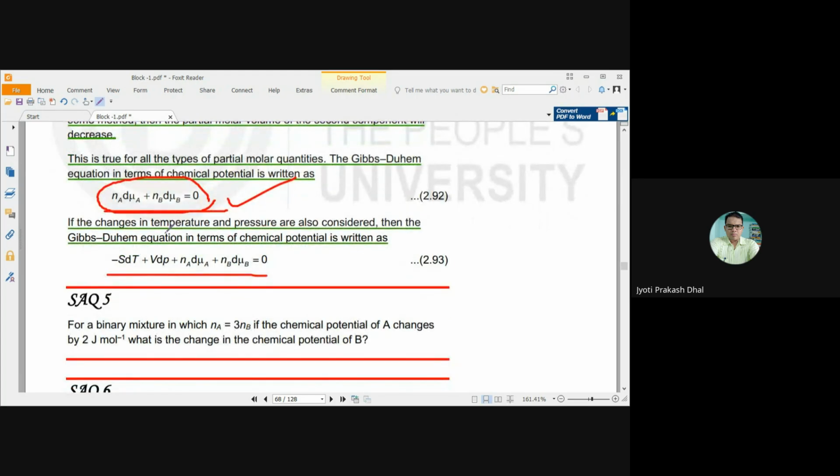Till now we have taken the expression at constant temperature and constant pressure. But if changes in temperature and pressure are also considered, then the Gibbs-Duhem equation in terms of chemical potential includes minus SdT plus VdP. So if temperature and pressure change is considered, both these terms will not become 0. The equation will be minus SdT plus VdP plus Na d mu A plus Nb d mu B equals 0.